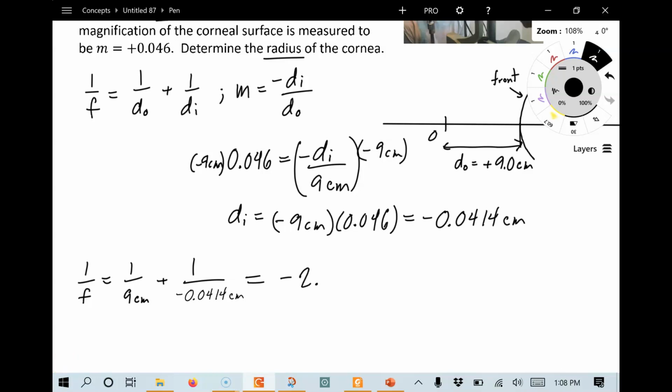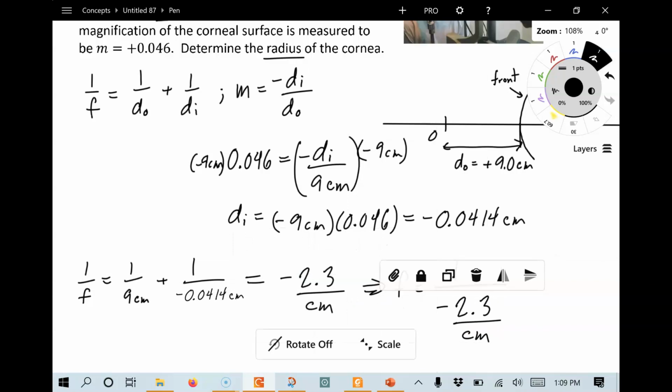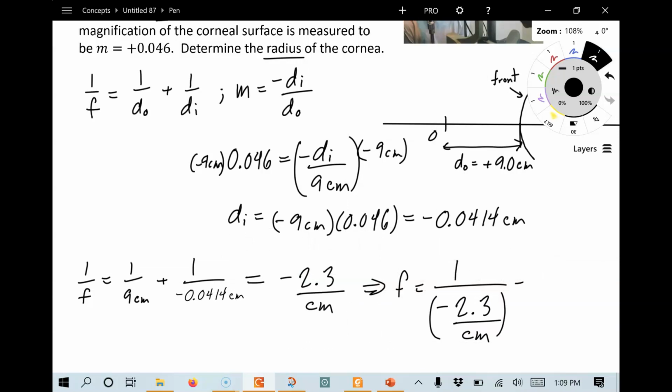minus 2.3 per centimeters. And so to calculate f, it is going to be the reciprocal of this number. We're going to get a value of minus 0.434 centimeters. So there's our f.